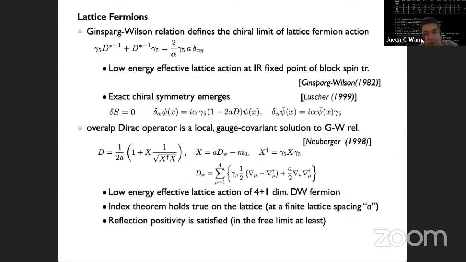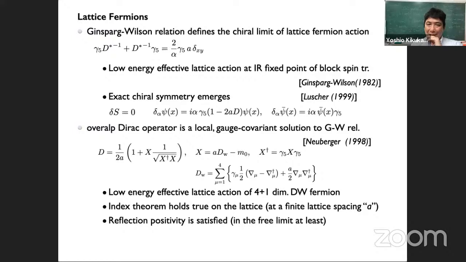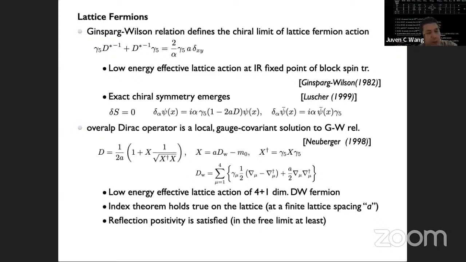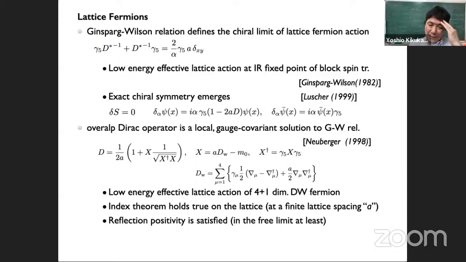Another question is, when you say the overlap Dirac operator is local, does that have an exponential tail at a large distance? Yes. The rate of the decay is of the order of the lattice spacing. Actually it has an exponential tail, but the decay rate is of order lattice spacing, several lattice spacings. And then we can say that such a lattice operator is local.